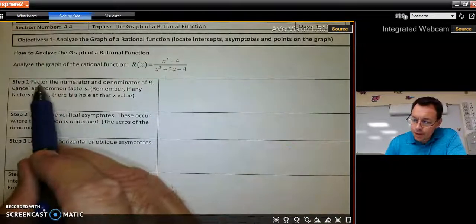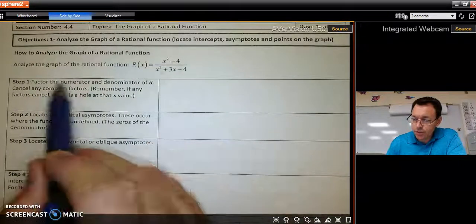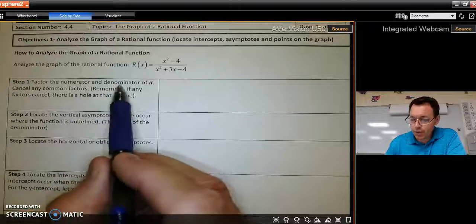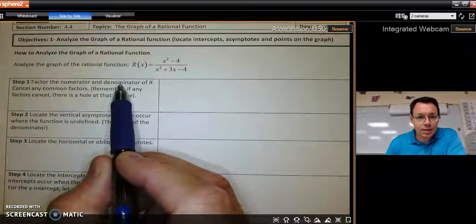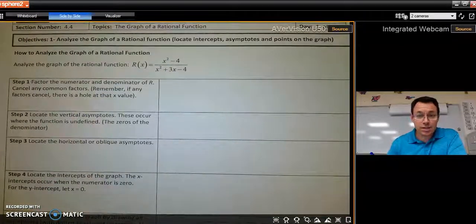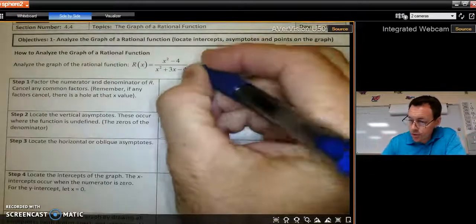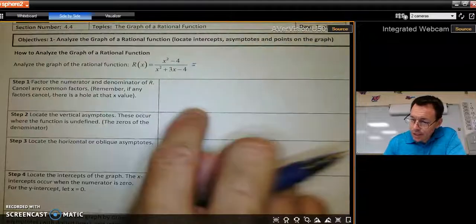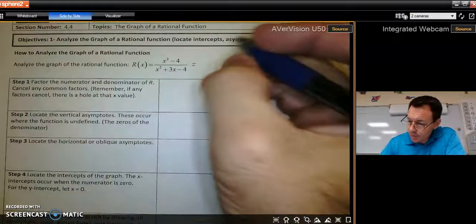The very first thing you want to do, if you're given a rational function, is factor both the numerator and the denominator to see if there's anything that's going to cancel, but also to figure out where your vertical asymptotes are, like what your domain is. So this one, I could put it here in the box. I'm just going to put it right here.